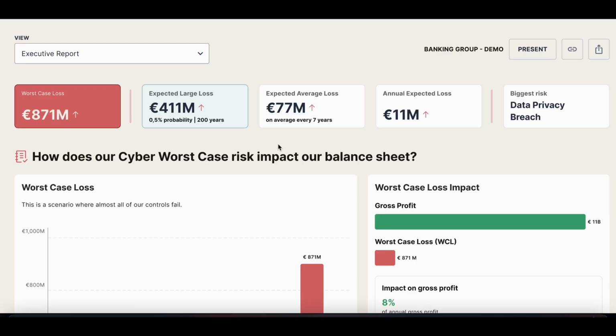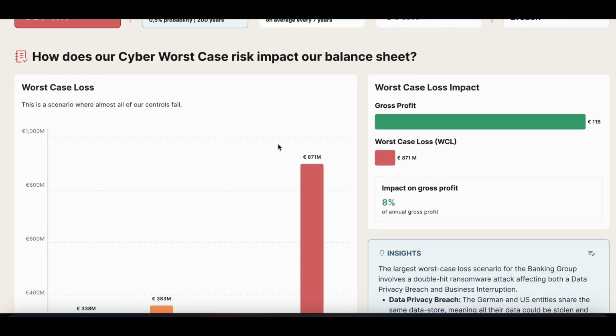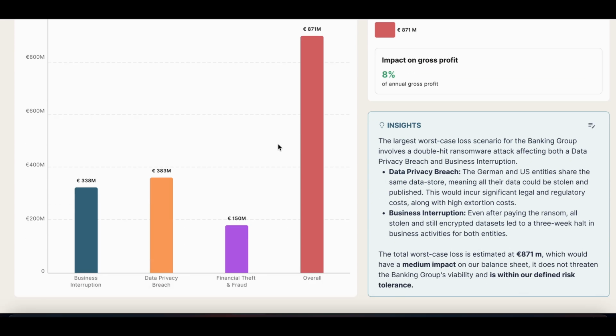and then we are able to go into more depth about each of these areas. So for example, the board might be asking, how does our cyber worst case risk impact our balance sheet? So we talk about here the worst case loss, we show the gross profit comparison, and we provide some insights. These insights are entirely customizable based on what information you want to highlight, how you want to communicate this to your board, or what might be the most effective.